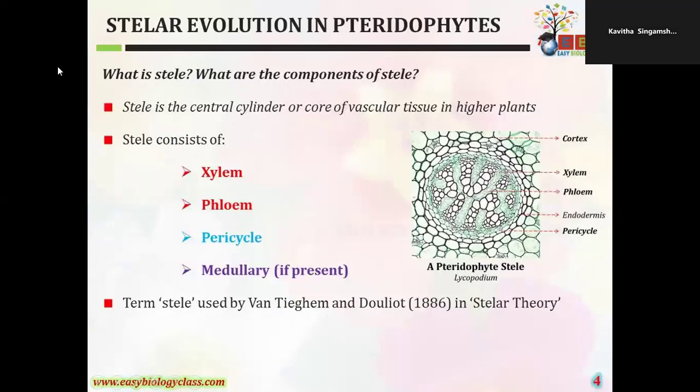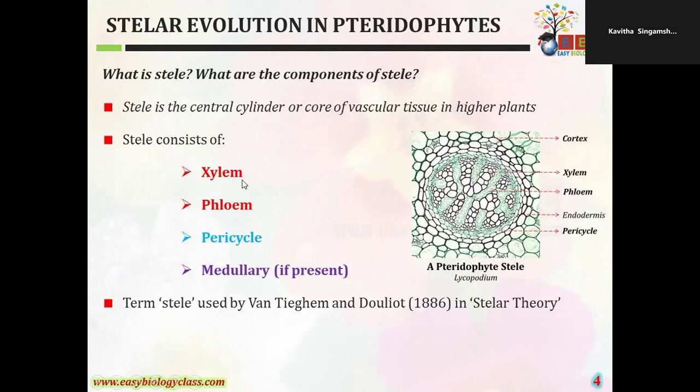Now, what do you mean by the stele and what are the components of the stele? As we discussed in the type studies of Pteridophyta, like in Lycopodium, Equisetum, or in Marsilea, in the anatomy of the root, stem, or leaf, we have seen a central part of the anatomical tissue. What is that? It is the central cylinder or the central core of the vascular tissue, which we see in the higher plants.